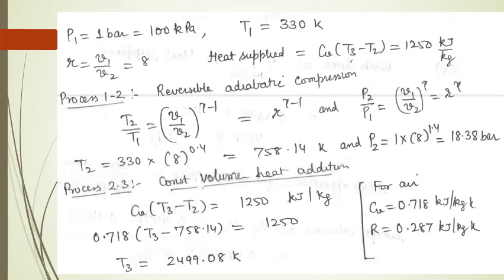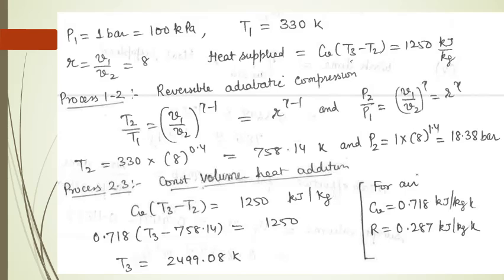So the initial pressure, that is P1, is equal to 1 bar and T1 equals 330 Kelvin. R, the compression ratio, is 8. Therefore the heat supplied will be CV into T3 minus T2, and that is given as 1250 kilojoule per kg. Now as the process 1 to 2 is reversible adiabatic compression, the relation between the temperature and volume and the pressure and volume has been given. With the help of these, we can calculate the value of P2, that is coming out 18.38 bar, and the value of T2, that is coming out to be 758.14 Kelvin.